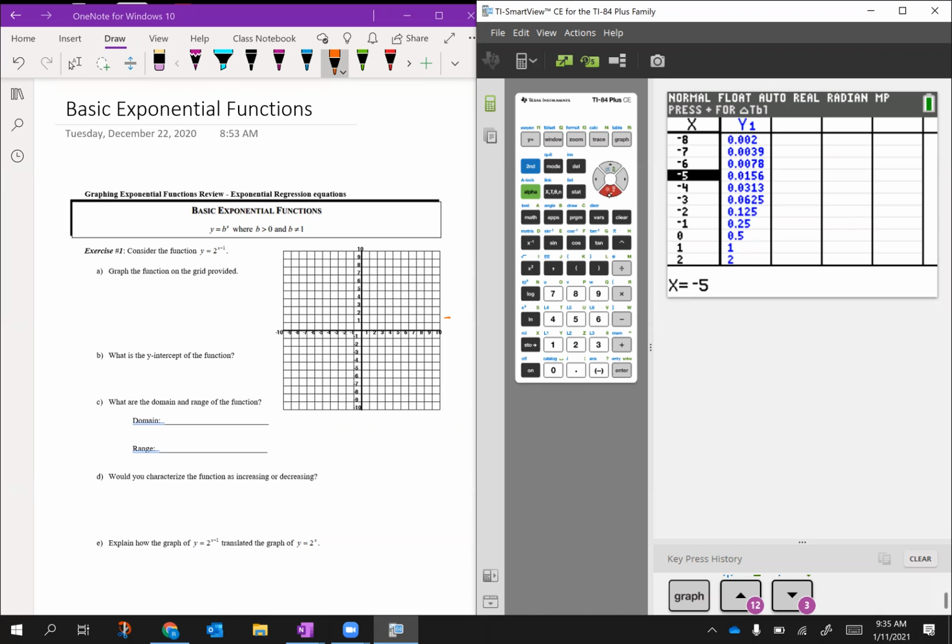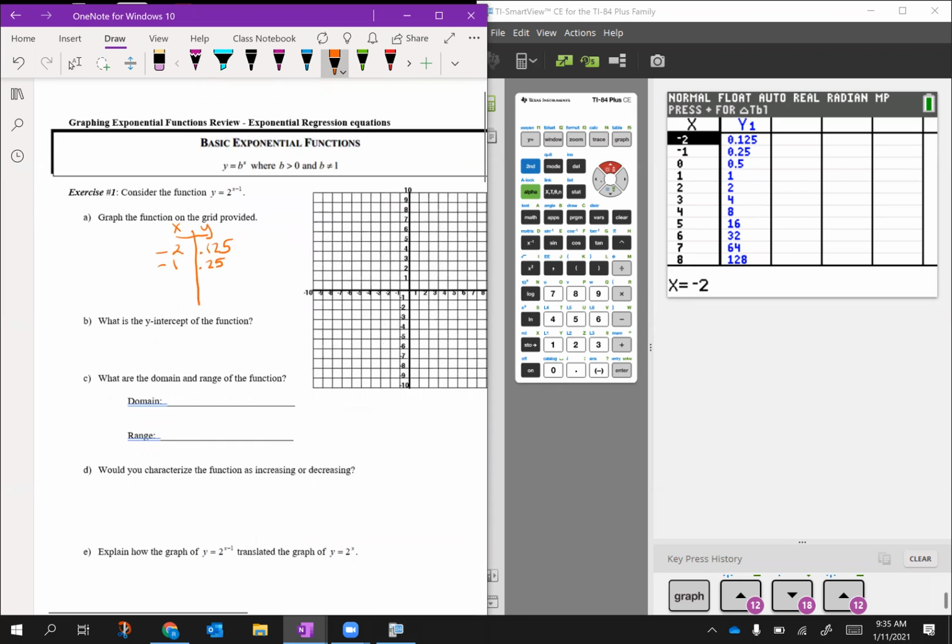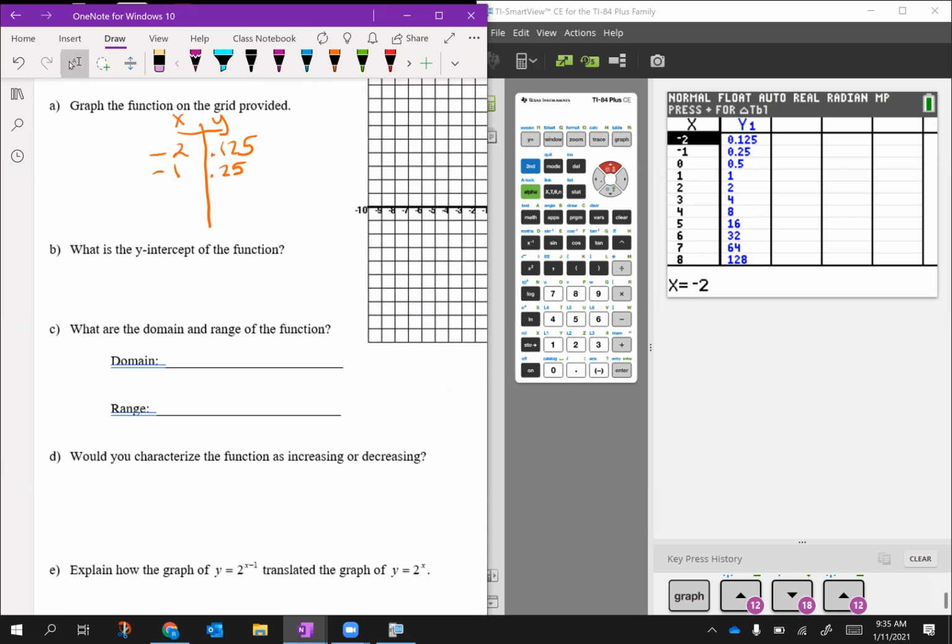So usually we like to go from -3 to 3. But on this one, maybe -3 is a little bit much. So we'll go from -2. At -2 it's 0.125 or 1/8. At -1 it's 0.25 or 1/4. At 0, 1. At 1, 2. At 2, 4. At 3, 8.